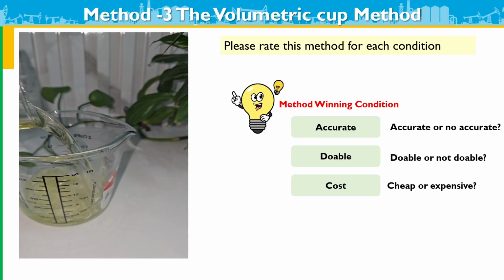Extremely accurate, very favorable, cost effective. Thank you, ma'am. Indeed. And in terms of cost, here we are talking about the cost of this volumetric cup compared to the previous ones. It's more costly, but it is giving accuracy higher, doability better.